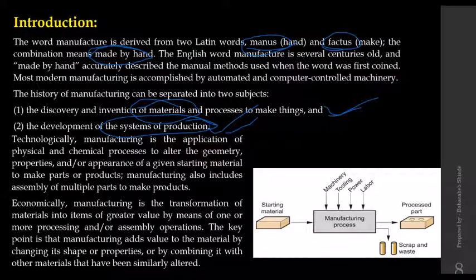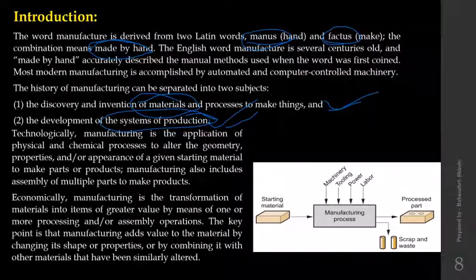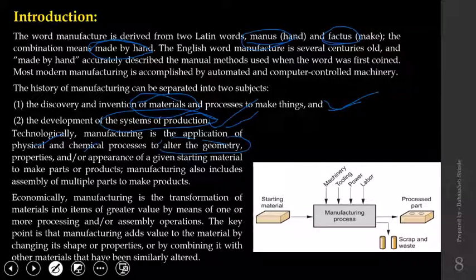Now, technically, what is meant by manufacturing? Manufacturing is basically the application of a process that could be physical or chemical. Okay. Manufacturing is the application of a process, let it be any kind of process. But what are we going to do with the help of that process? To alter the geometry, to alter the properties, or to alter the appearance of the product. Now, this is an important thing that you need to remember.